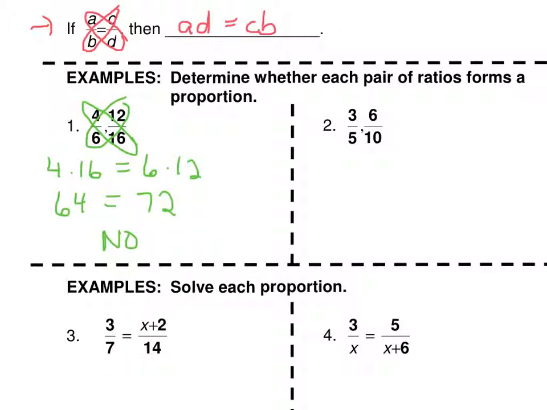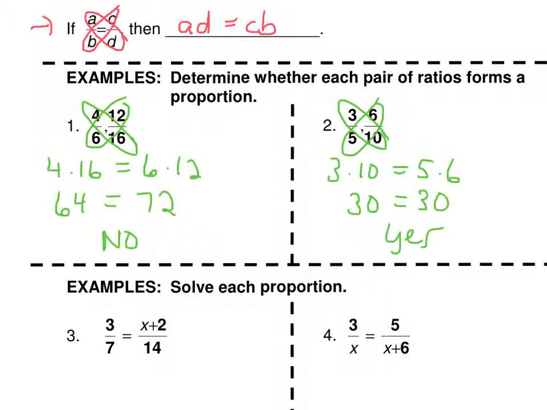Do the same thing with this one. So you're going to take 3 times 10. Is that equal to 5 times 6? And yes, it is, because 3 times 10 is 30. That equals 5 times 6. So yes, those two ratios are equal to each other. A ratio is just another name for a fraction as well.